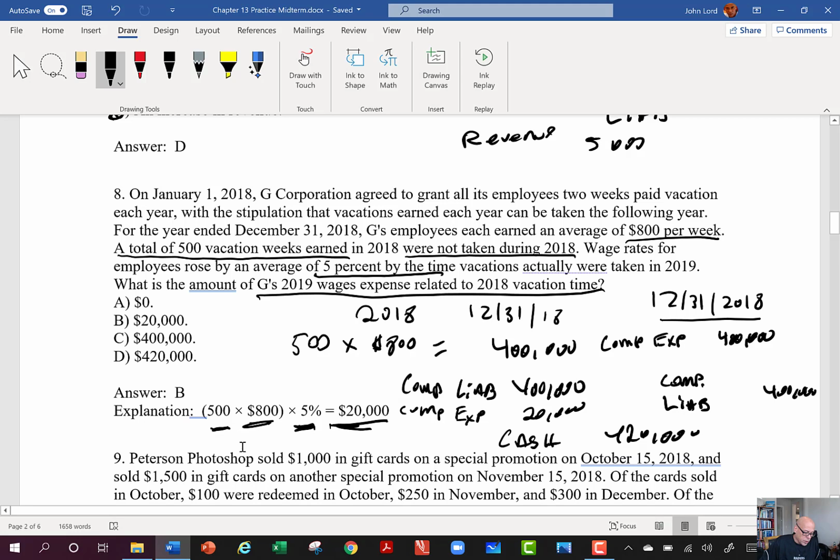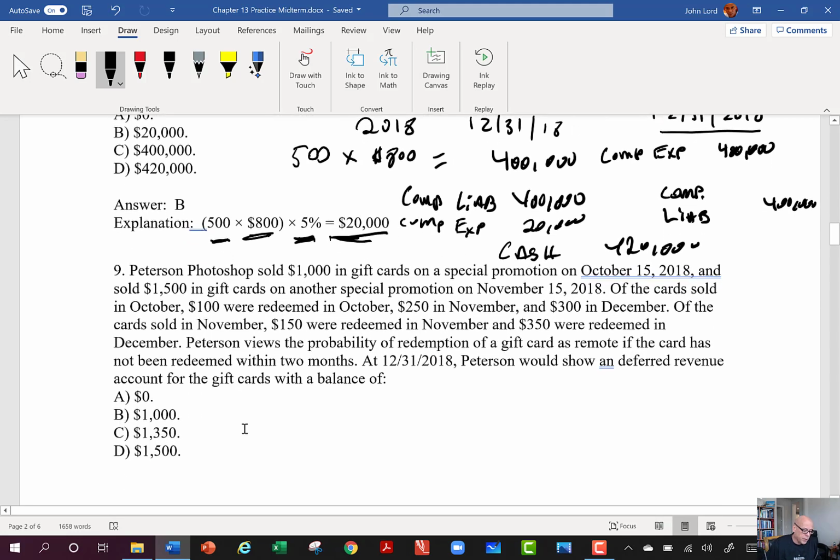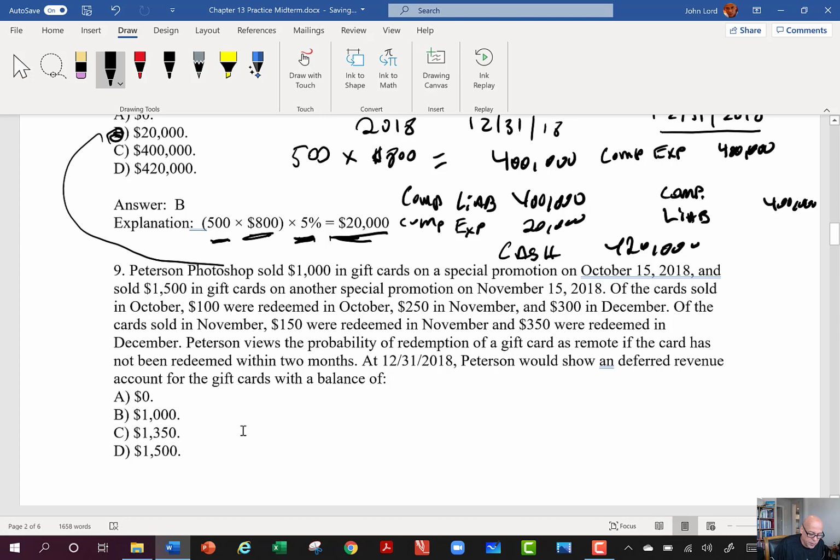Okay, good. Number 9, Peterson. So the compensation expense. Sorry, guys. Sometimes once I've told you how to calculate the answer, I forget to go back to the problem and point out that was the answer. The answer was B. That's your compensation expense. Even though you paid out cash at 420, which was one of the choices, 400 of that is a liquidation of liability. The expense is the additional 20,000.